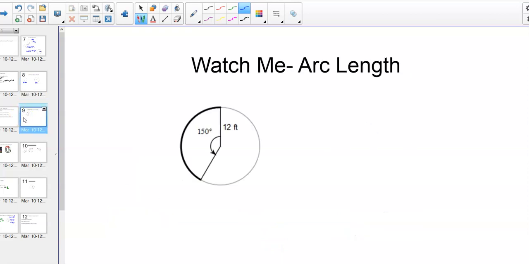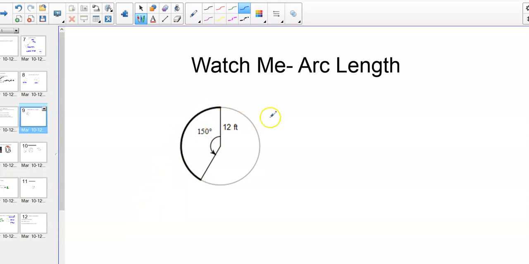Okay, so go ahead and put your pencils down and just watch me for this one. So now I'm finding what's called an arc length. So this is just a portion of the circumference of a circle. So think of it, if I take a slice of pizza, how much crust is on that slice of pizza rather than the crust on the whole pizza.